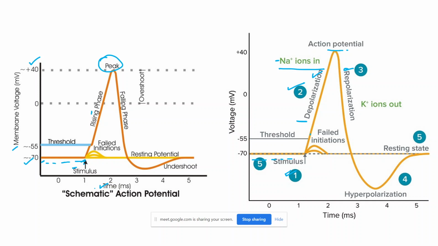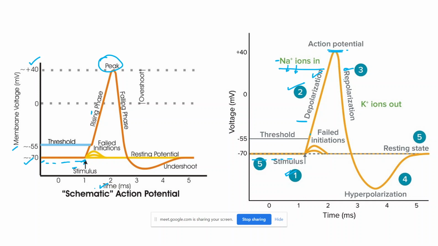And as soon as your sodium ions rush inside, what will happen? The membrane is going to reverse its polarity, right? And once the membrane reverses its polarity from a negative polarization, it's going to become a positively polarized membrane. But once it has reached a certain value, a certain height, then after that, what is going to happen? It's going to fall.